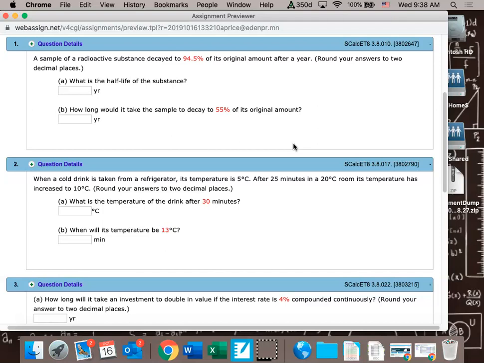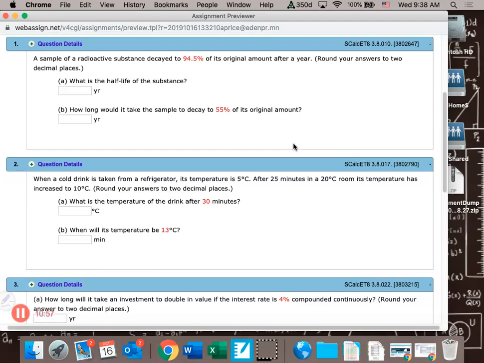A sample of a radioactive substance decayed to whatever percent you have there of its original amount after a year. Round your answers to 2 decimal places. What is the half-life of the substance, and how long would it take a sample to decay to 55% of its original amount? Half-life is the amount of time it takes for half of the substance to decay, so that you're left with half of what you started with. So half-life is a time value in years.